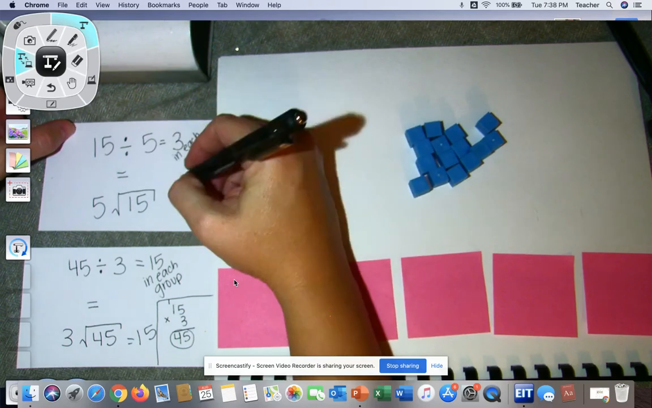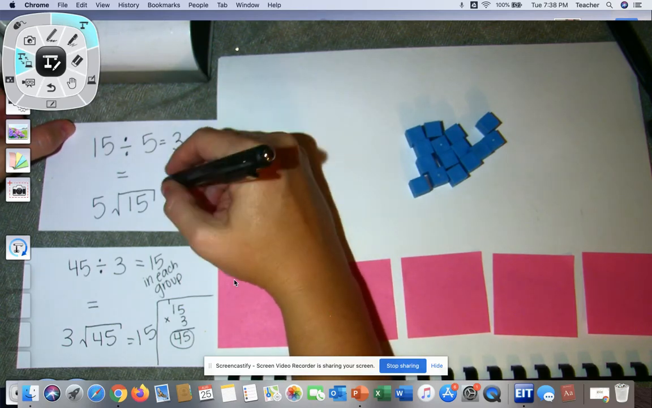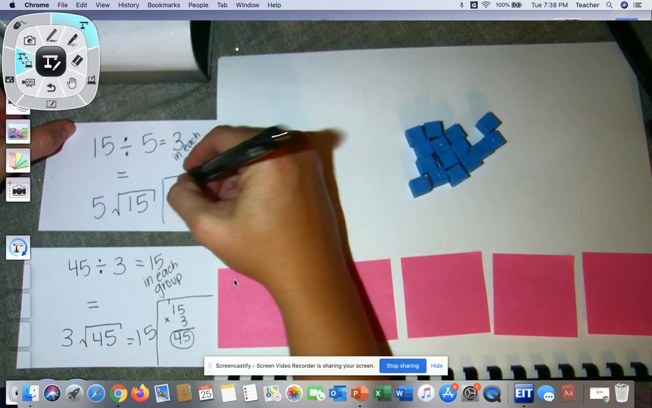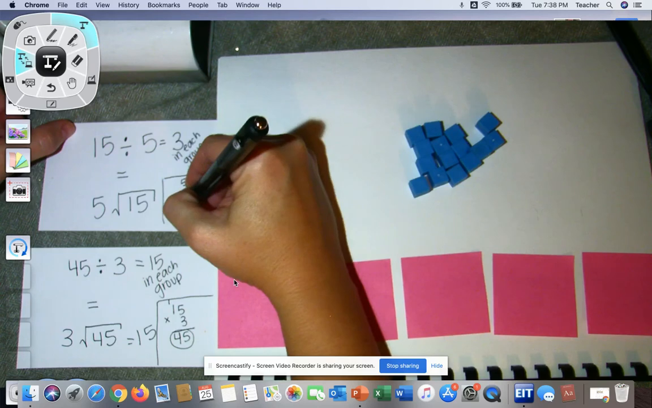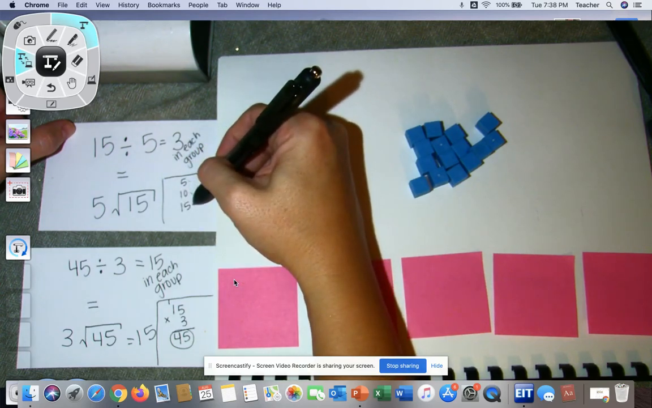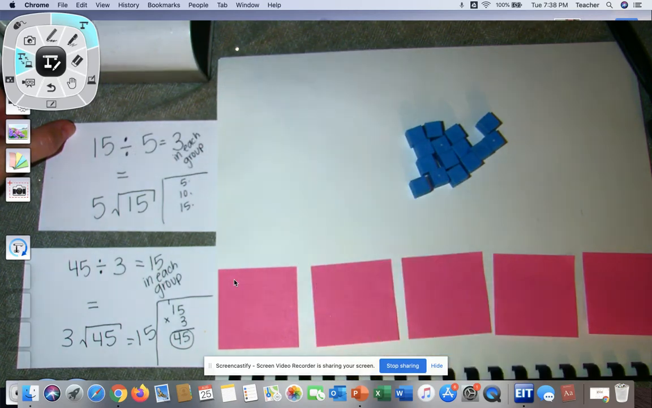Okay. So if we're talking about our multiplication facts and we're rote counting by 5s, we start with 5, then we go to 10, then we go to 15. That is 5 times 1, 5 times 2, and 5 times 3. So 15 divided into 5 groups is equal to 3 in each group.